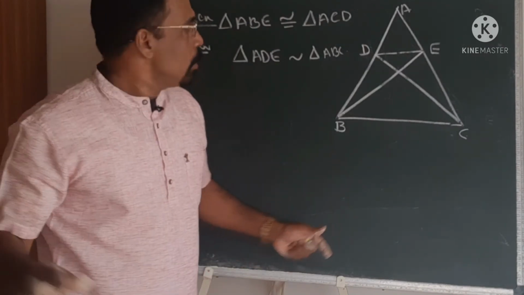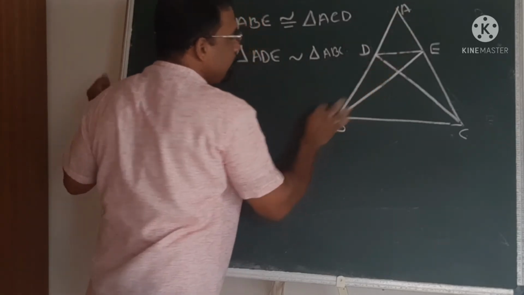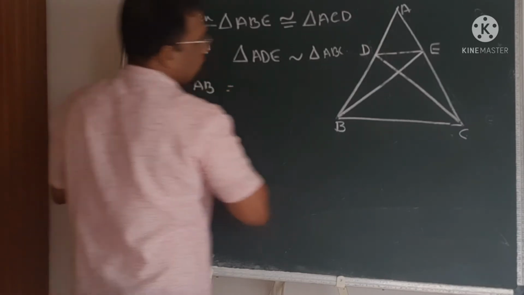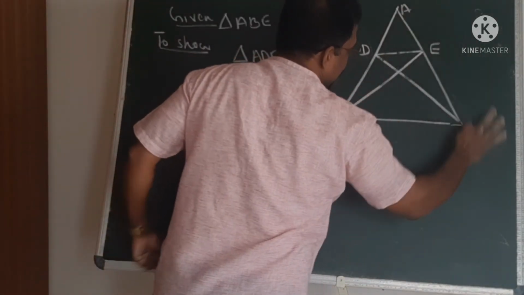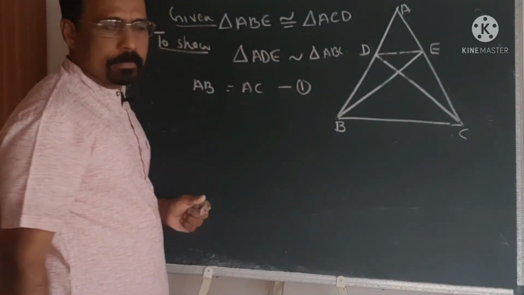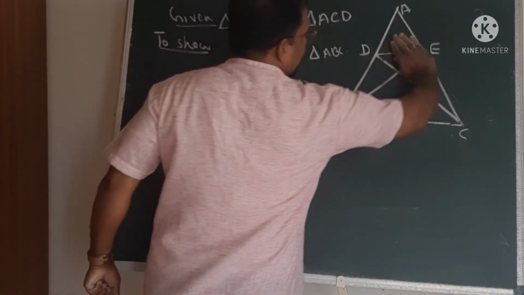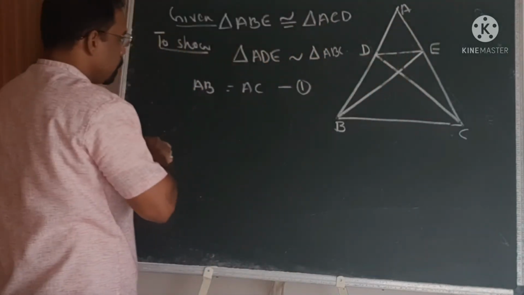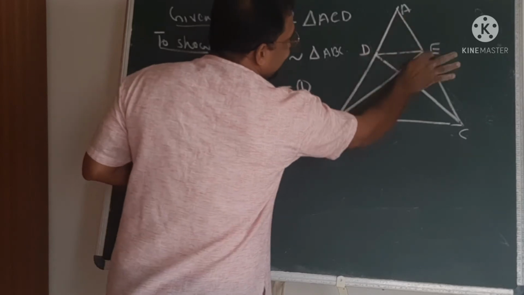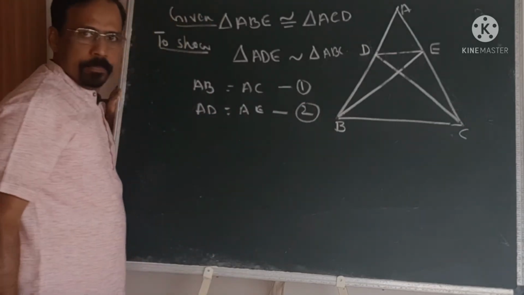There is no overlapping. So, we can say that the biggest, longest side, AB, is equal to the longest side of this triangle, AC. Let it be equation number 1. Now, here which is the smallest one? AD. Here which is the smallest one? AE. Let it be equation number 2.